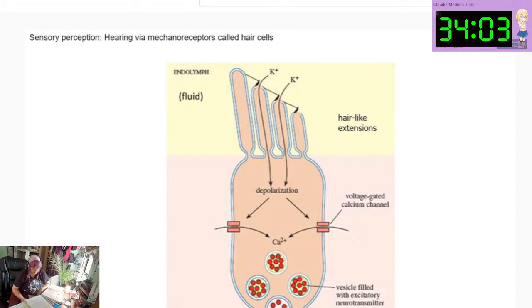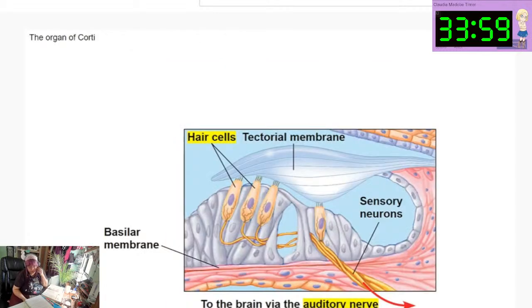So this is a key part. Hearing occurs via mechanoreceptors called hair cells. So if we go back to what the inner ear looks like, we can see the organ of Corti here, which we know is composed of hair cells and fluid. We're not going to get into all the details because this is a Bio 2 class, not a neuroscience class, so just whatever I'm telling you is what you're responsible for.